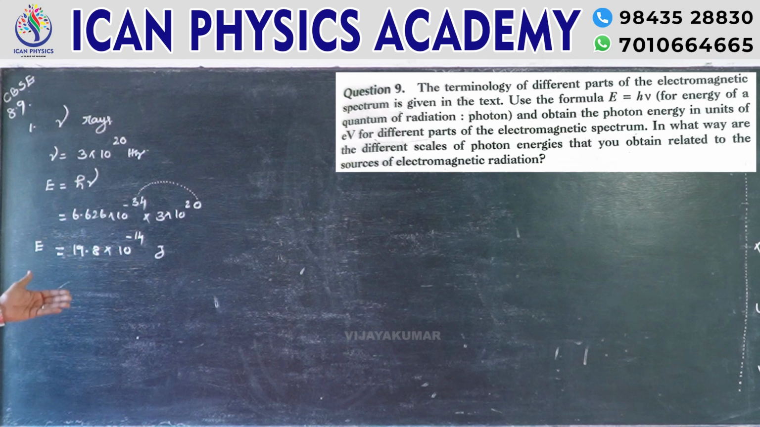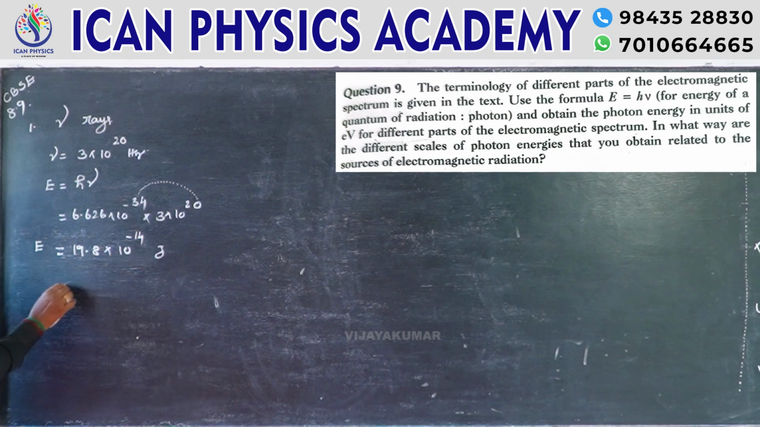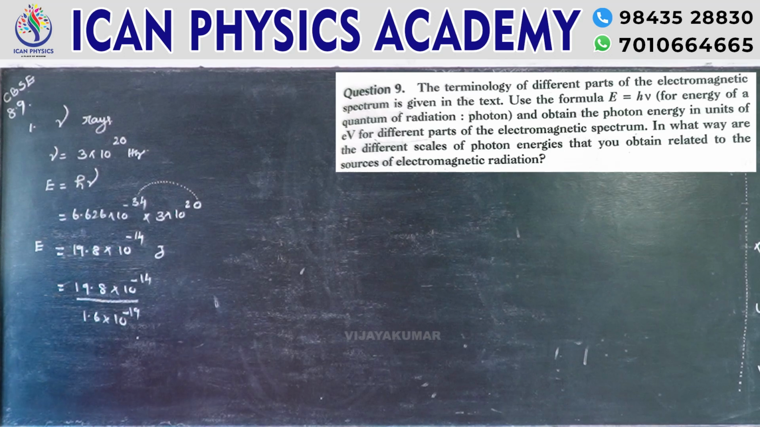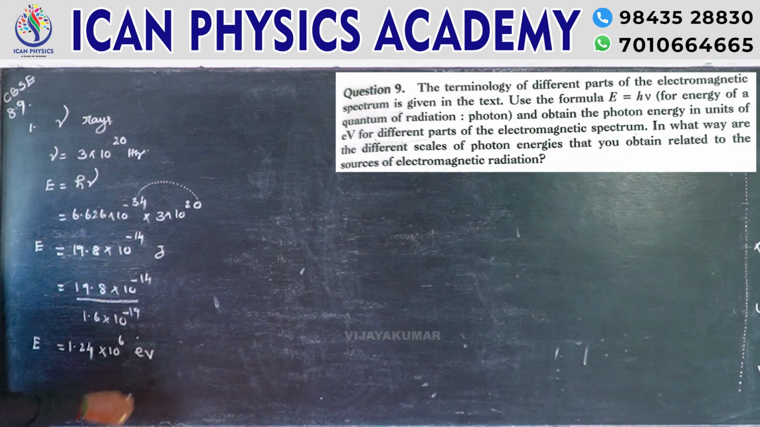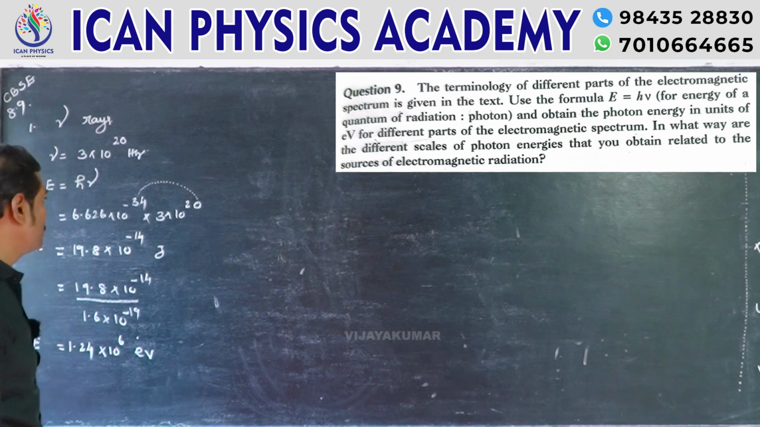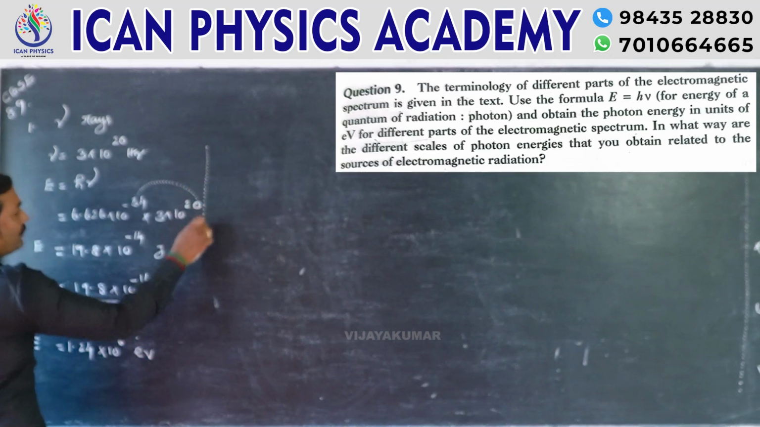Now convert the joule into electron volt. So it is 19.8 into 10 to the power minus 14 divided by 1.6 into 10 to the power minus 19. So when we are dividing that, finally we can get 1.24 into 10 to the power 6. So this is the energy, now it's in electron volt. Okay, do you get it now? Do you need doubts? No doubts. Okay, so this is for gamma rays.